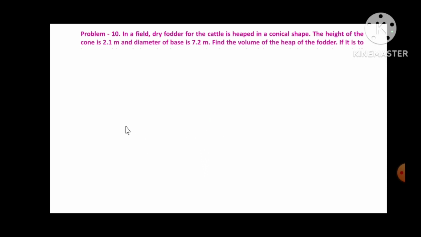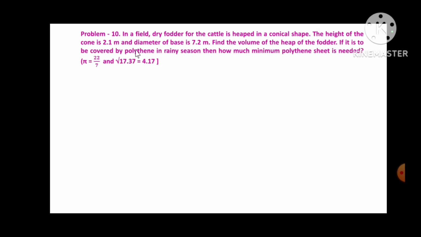Friends, now we'll see problem number 10. In a field, dry fodder for the cattle is heaped in a conical shape. The height of the cone is 2.1 meter and diameter of the base is 7.2 meter. Find the volume of the heap of the fodder. If it is to be covered by a polythene in rainy season, then how much minimum polythene sheet is needed? Pi is equal to 22 upon 7 and root of 17.37 is equal to 4.17.